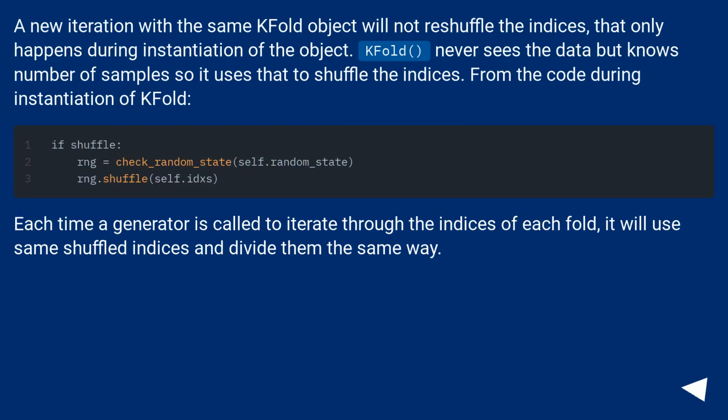A new iteration with the same KFold object will not reshuffle the indices. That only happens during instantiation of the object. KFold never sees the data but knows the number of samples, so it uses that to shuffle the indices from the code during instantiation of KFold. Each time a generator is called to iterate through the indices of each fold, it will use the same shuffled indices and divide them the same way.